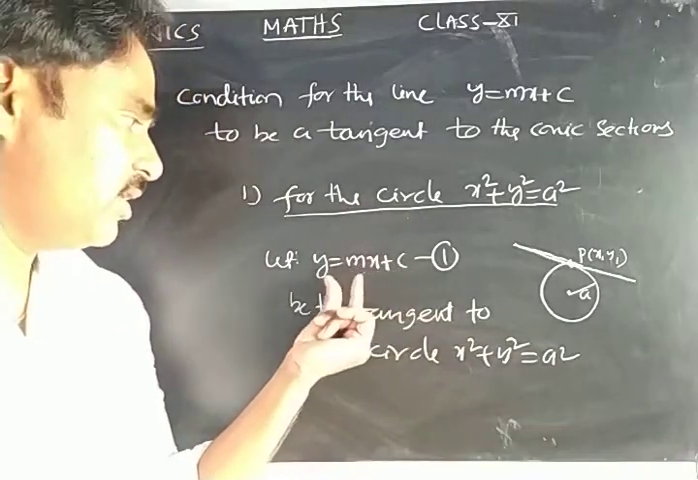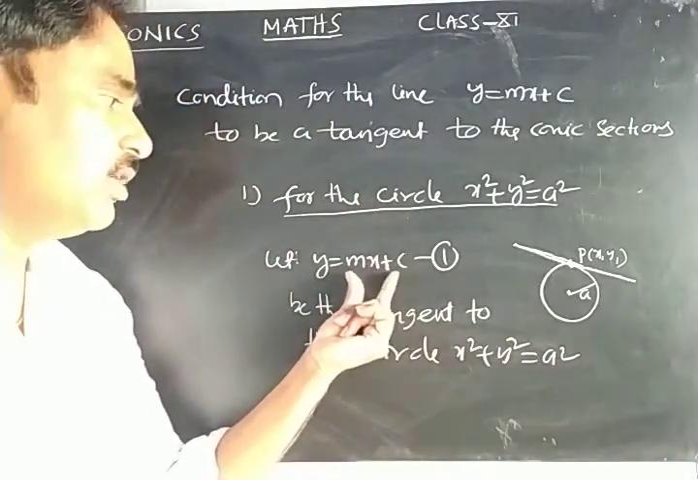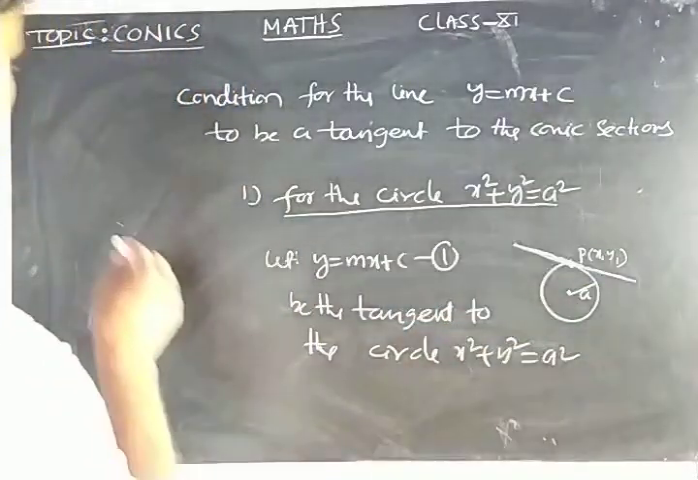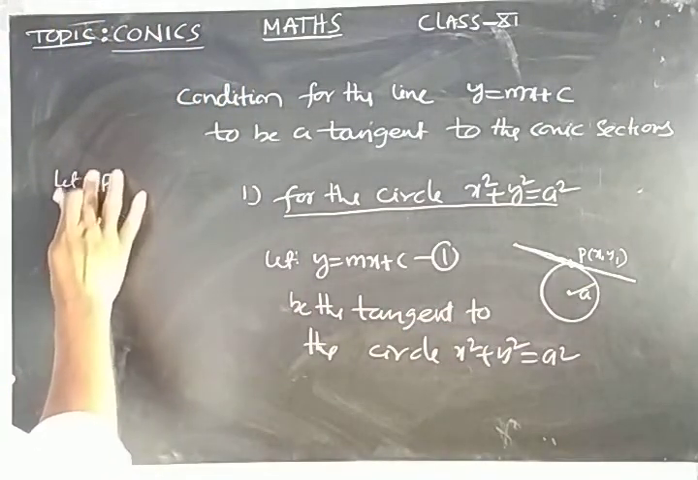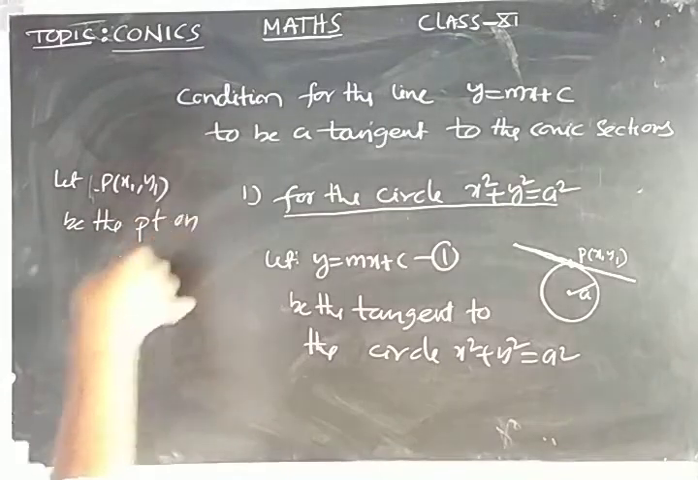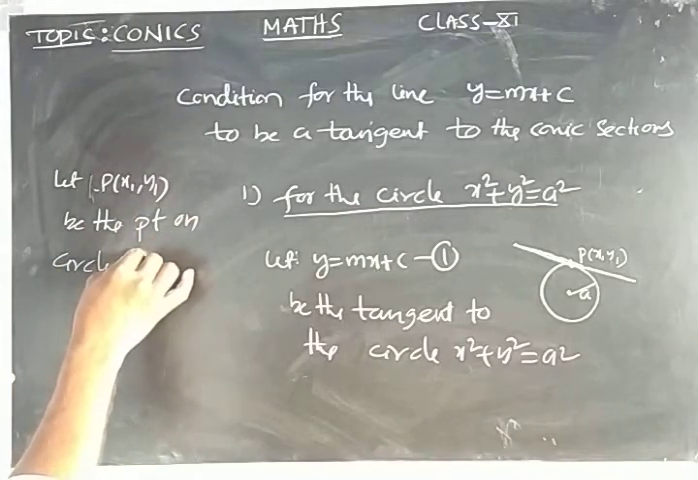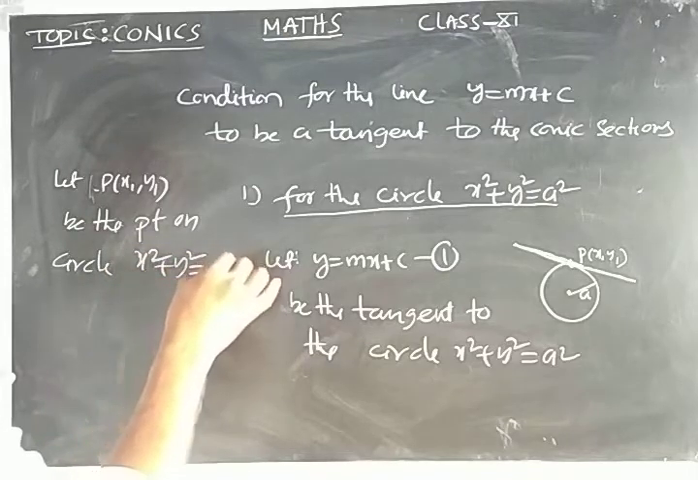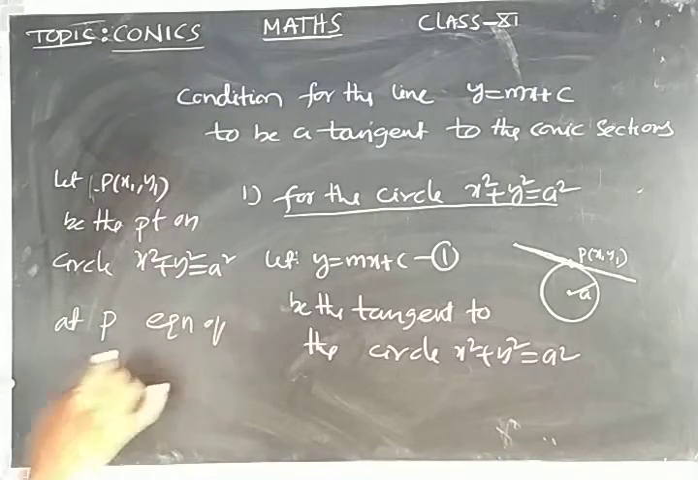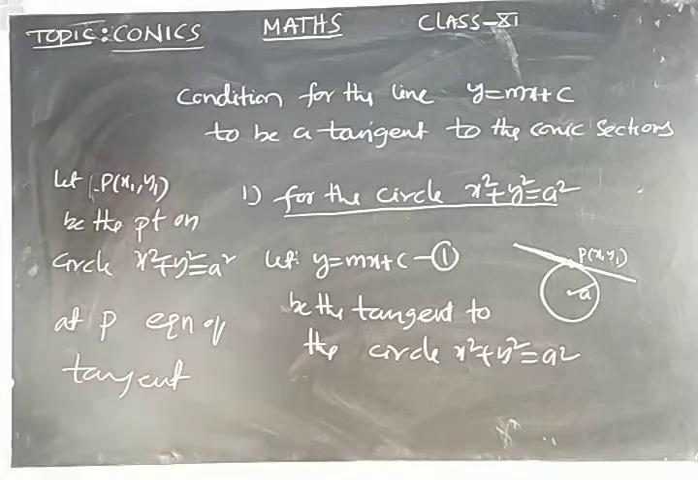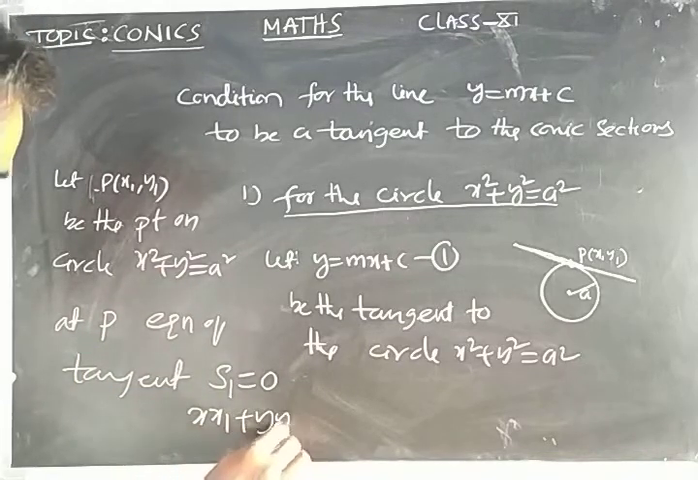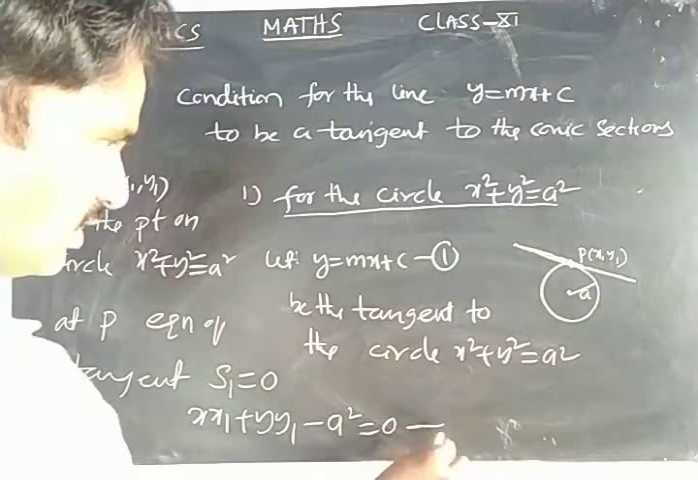So what I have taken here is one straight line in slope intercept form, y equal to mx plus c, as a tangent to the circle. I am taking one more point on the circle, P x1, y1, be the point on the circle x square plus y square equal to a square. The equation of tangent is S1 equal to 0. What is S1? xx1 plus yy1 minus a square equal to 0. This is equation 2.